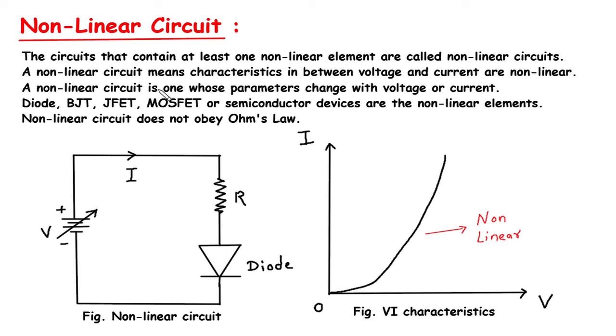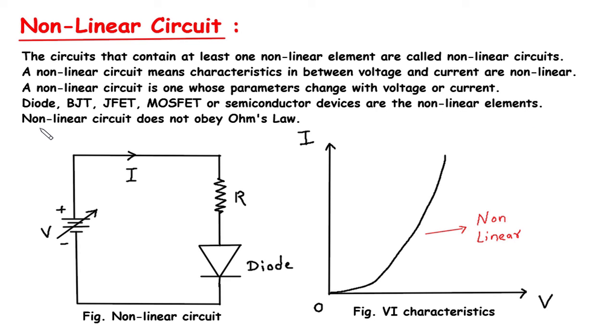A non-linear circuit is one whose parameters change with voltage or current. Now here we can see if we vary this voltage, then this current will vary non-linearly and its parameters will change with voltage or current. If we vary the voltage or current, then the parameters of this circuit will change. Here we can see this diode is non-linear, and BJT, JFET, MOSFET or semiconductor devices are non-linear elements.